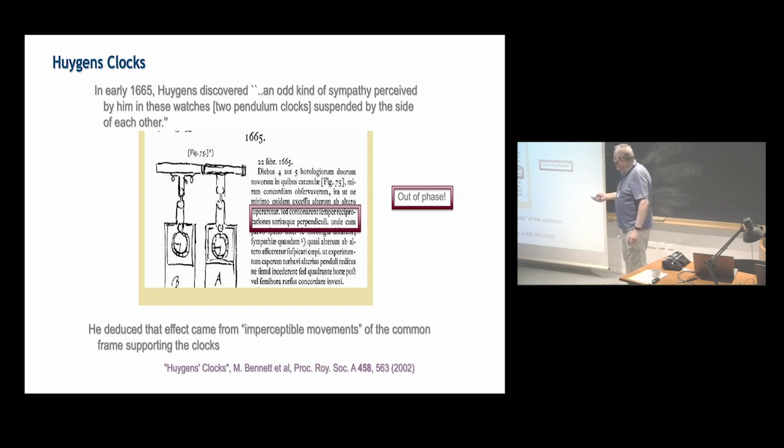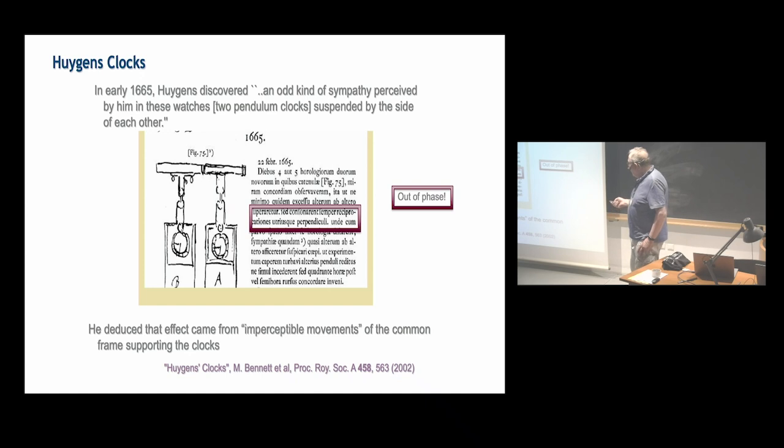Now, he deduced that they must be coupled somehow, and he deduced that the effect came from imperceptible movements of the common frame supporting the clocks. Nowadays we call these phonons, and you have two oscillators coupled and synchronized by phonons. Probably he would not have had much trouble understanding the BCS mechanism of phonon-driven superconductivity, right? Because he was already seeing this.